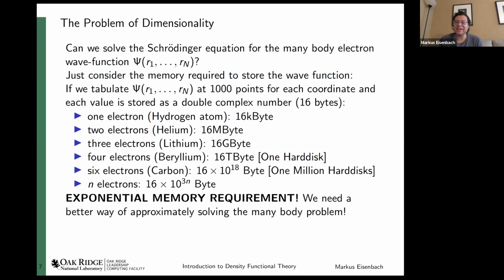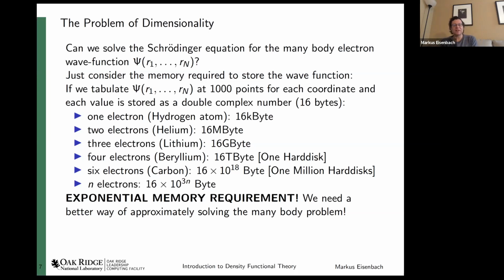If we just have 4 electrons, beryllium, we already need 16 terabytes of storage. So order of magnitude, 1 large hard disk. A carbon atom, 6 electrons. Nothing really very exciting going on here yet in terms of chemistry or material science. Would actually need 1,000,000 times more than we needed for the beryllium. So 1,000,000 large hard disks just to store the wave function.